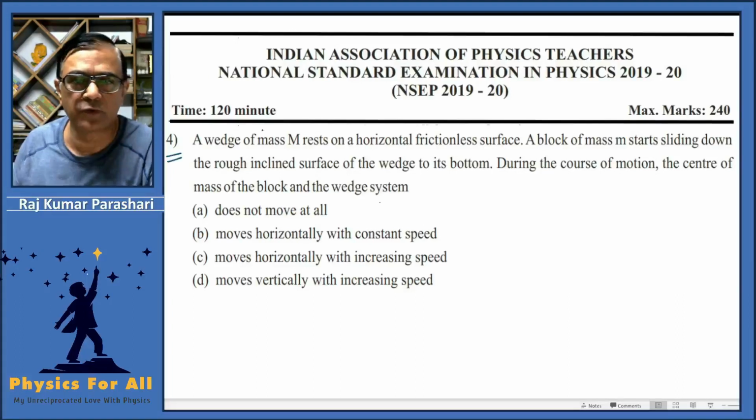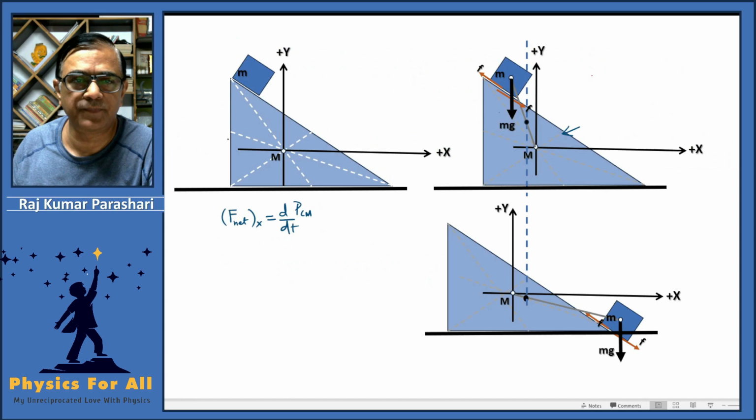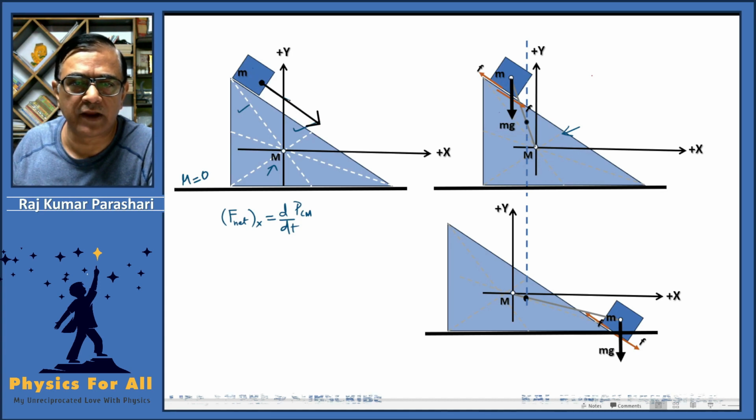Now to question number 4 of NACP 2019-20. In this problem, a wedge of mass m is kept on a frictionless surface. A block of mass small m is kept over the wedge. There is friction between the block and the wedge. As the block slides down, the wedge slides along the -x direction.